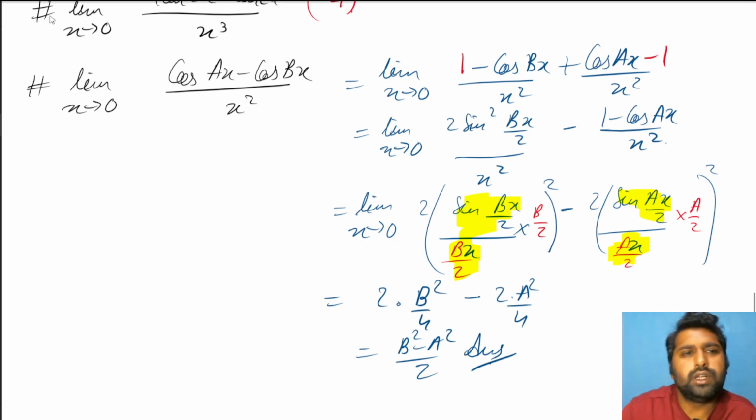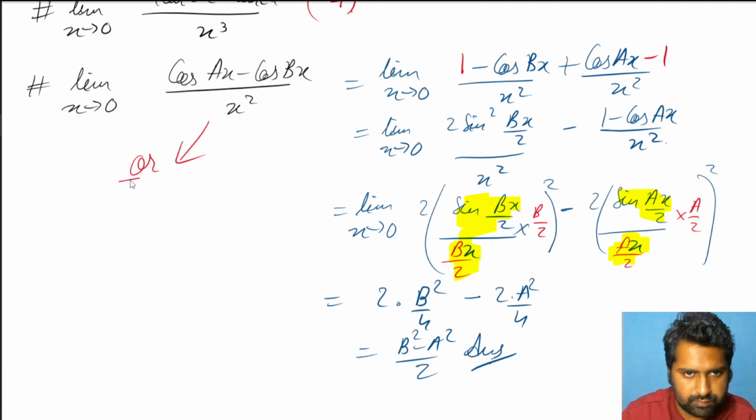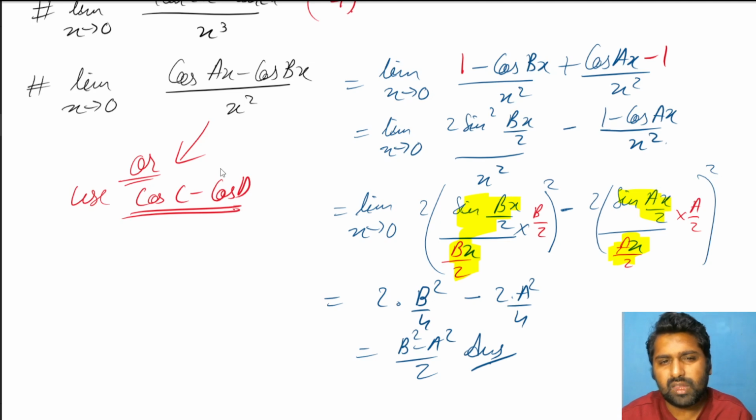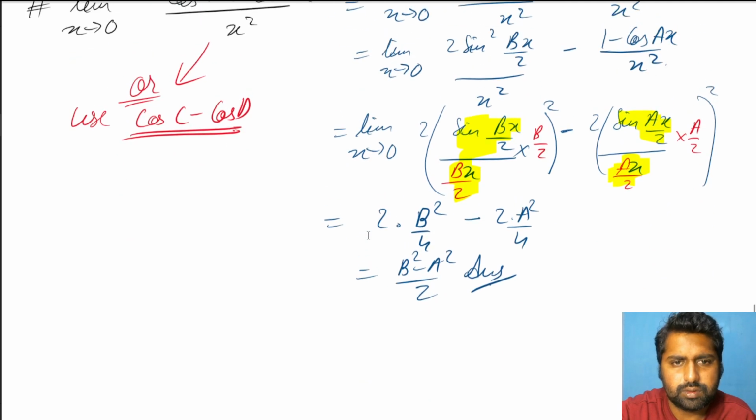It's not the only approach. I'll give you one alternate approach. You can try that, or use cos C minus cos D also. A single question can be solved in multiple ways in maths, so it's not a necessary condition that you have to follow this method. You can use cos C minus cos D, and you should be able to do that easily.